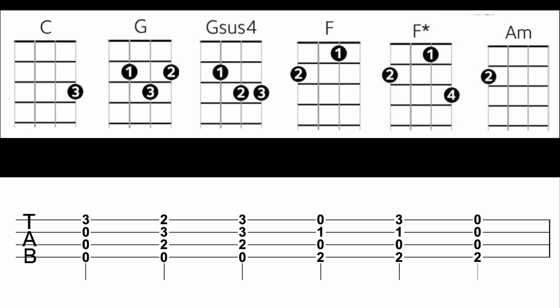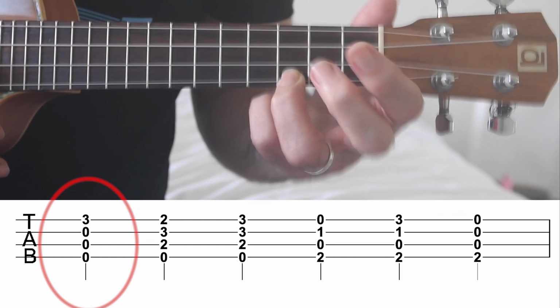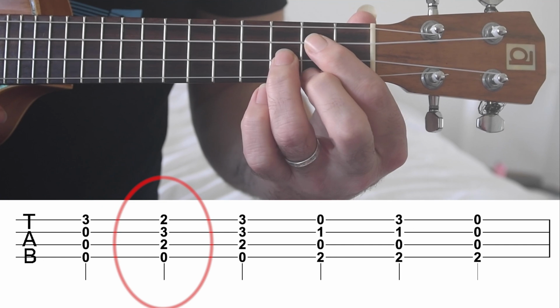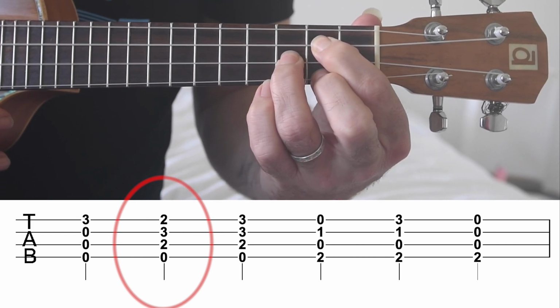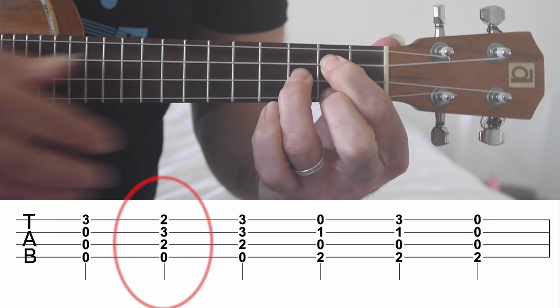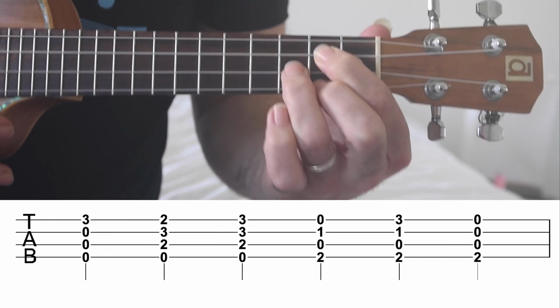In the lower part of the screen, the tab isn't telling you which fingers to use, it's telling you which frets. Now in some cases they're the same, like in the C chord, you do have your third finger on the third fret. But G, it's 0, 2, 3, 2. It's not which finger to use, it's which fret.